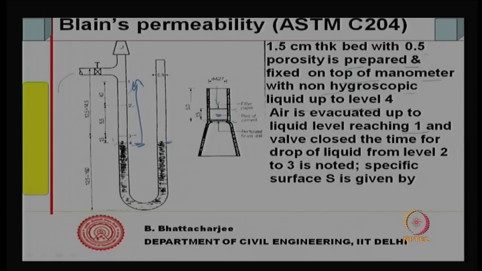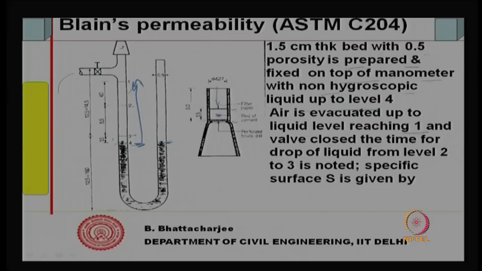This is simply done manually by using a small pump, like the horn of a cycle rickshaw or something like that. Or maybe suck it by mouth or something of that kind. So, simply this is evacuated so that this manometric liquid reaches 1. Usually it is kerosene or some non hygroscopic liquid which will not absorb water. Just suck up to 1. So, vacuum is created, then close this valve.